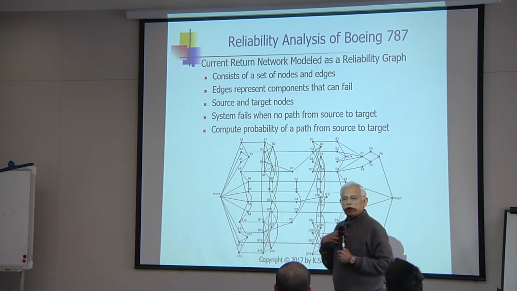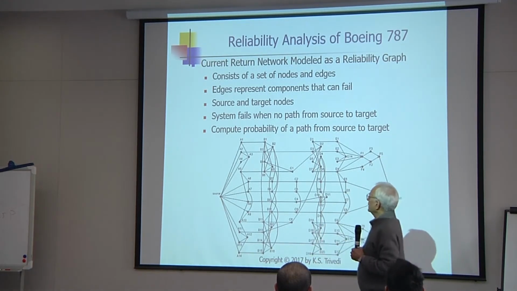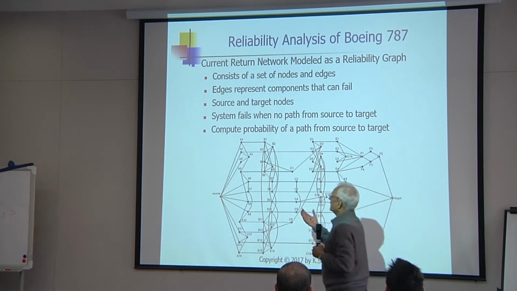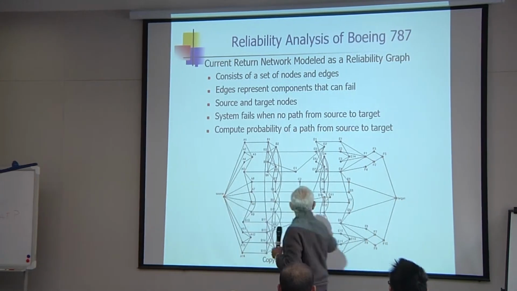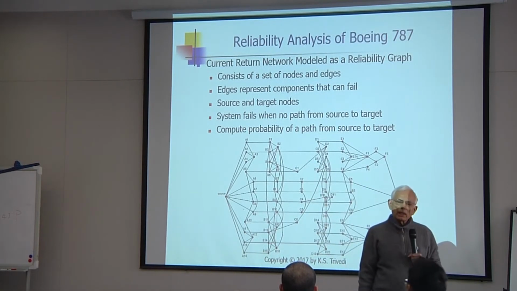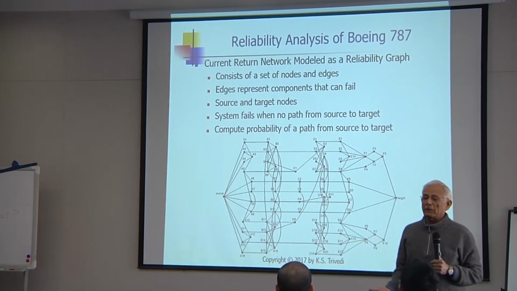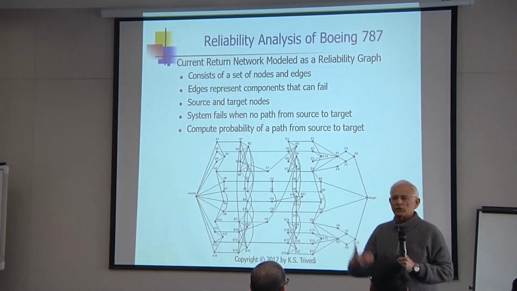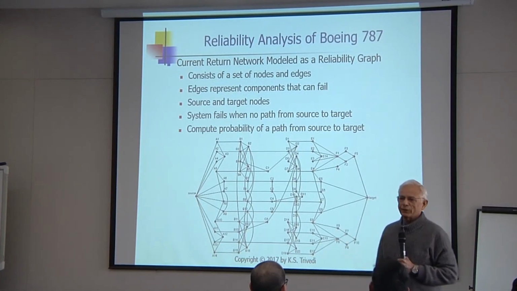And my students who are at Boeing told me that they could model this as a reliability graph, the source and the target, and a lot of edges in between that can fail. And they called me up and said they're going to use IRAP, which uses SHARPE. I said, makes me very happy. Go ahead and do it.